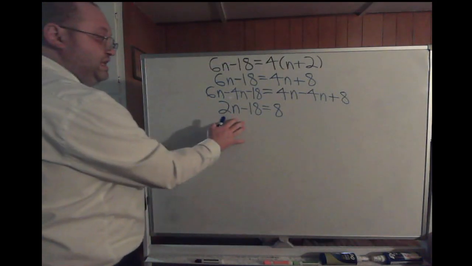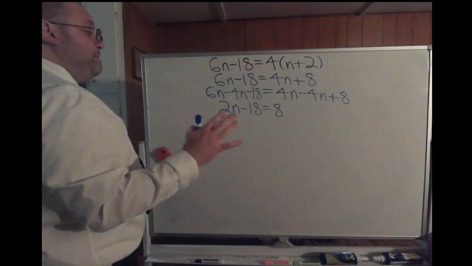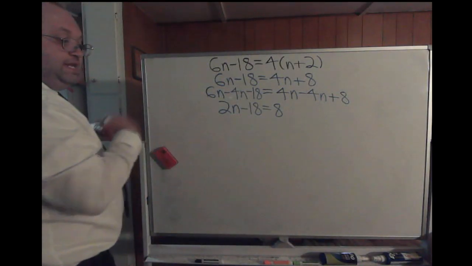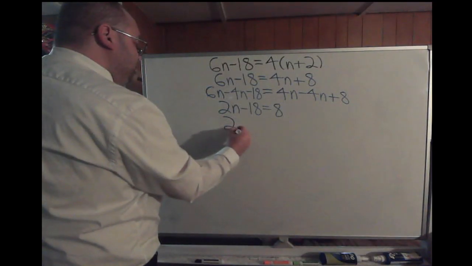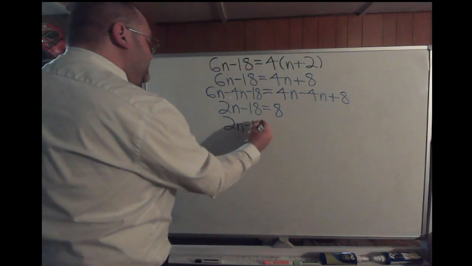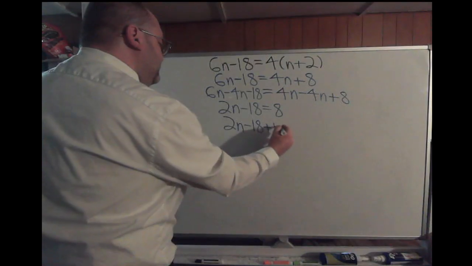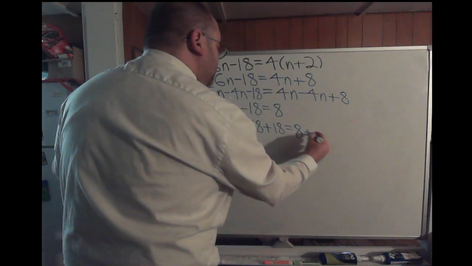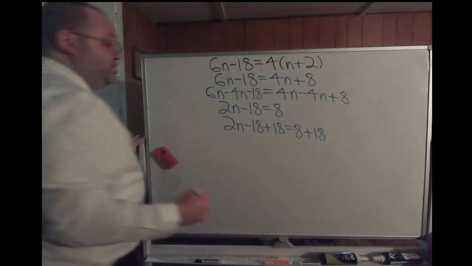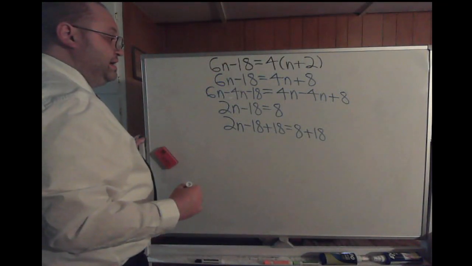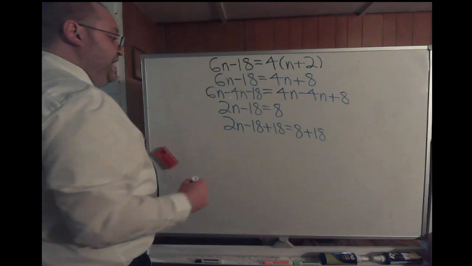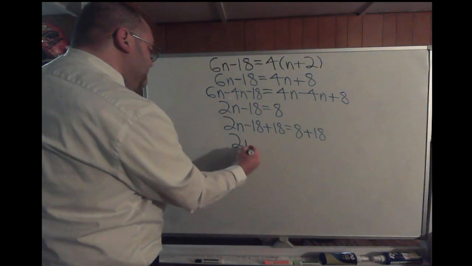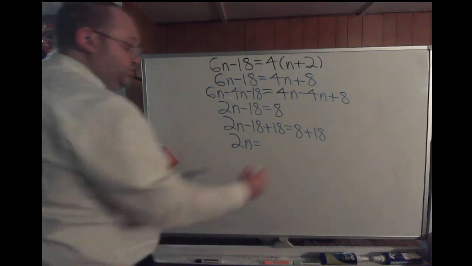You got the variable on the left side where you want it, but we want to get the 2n by itself. Well, we have a minus 18. That means we need to add 18 to get the variable by itself. So you have 2n minus 18 plus 18, equal to 8 plus 18, because what you do to one side, you got to do to the other. Okay? So now on the left side, you have negative 18 plus 18. That's 0. You're left with 2n by itself is equal to 8 plus 18.